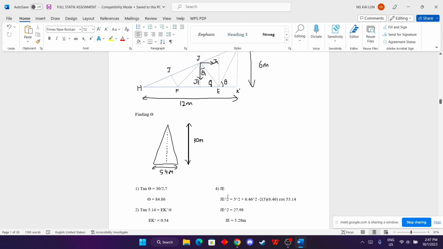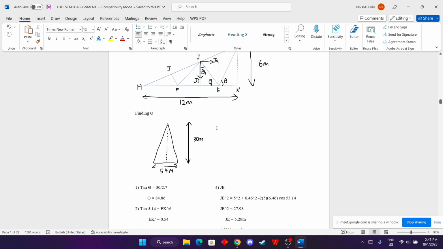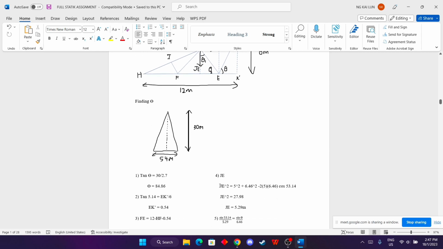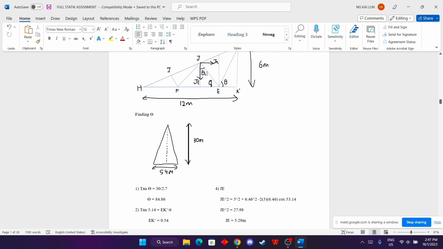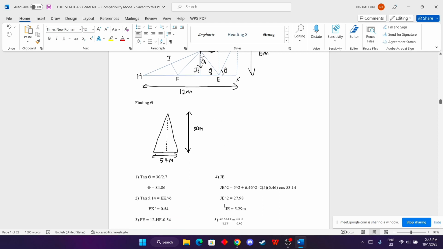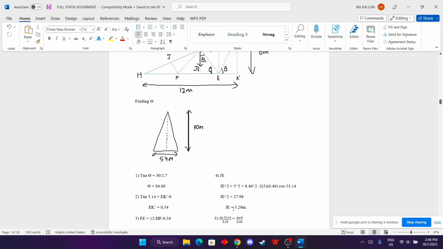And then for the next one, to find JE, I use another triangle rule, which is A squared equals B squared plus C squared minus 2BC cos A. That's the formula I use. Since I have FE, I need to find JE. I have the angle here, I have the angle here, I also have the angle here from the isosceles triangle that I found. So we do the mathematics. I found out that JE equals 5.29 meter.